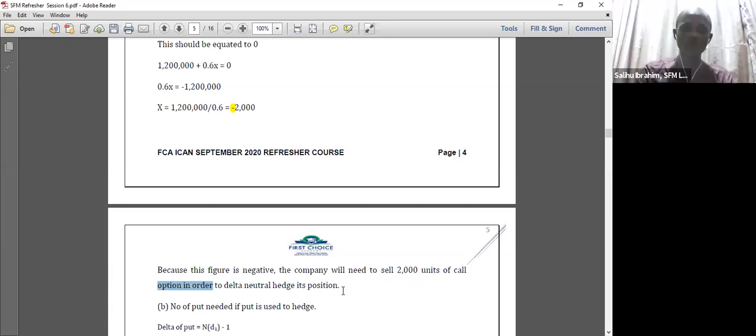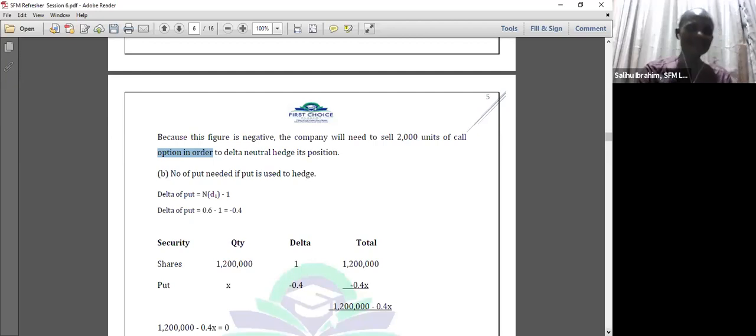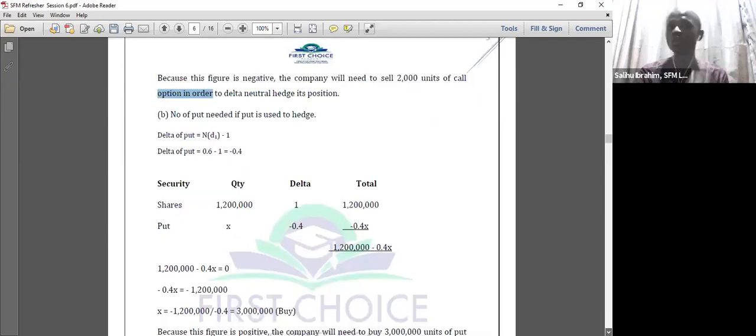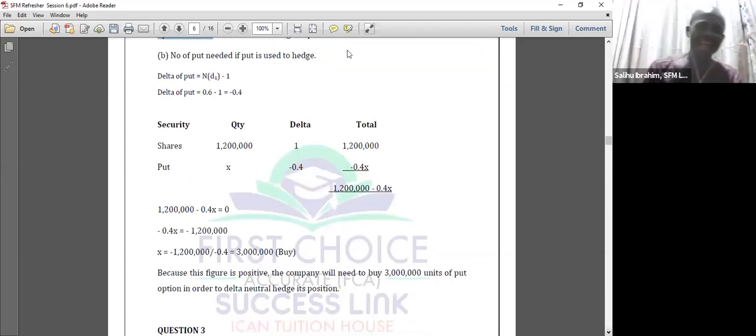Okay, the second requirement B is now telling us that if instead of a call option, the investor had decided to use put option, what would have been your conclusion? The first thing is that I need to get the delta of put, because I want to use put option to hedge. How do we get delta of put? Delta of put is equal to delta of call minus 1. So I have 0.6 minus 1. That is minus 0.4.